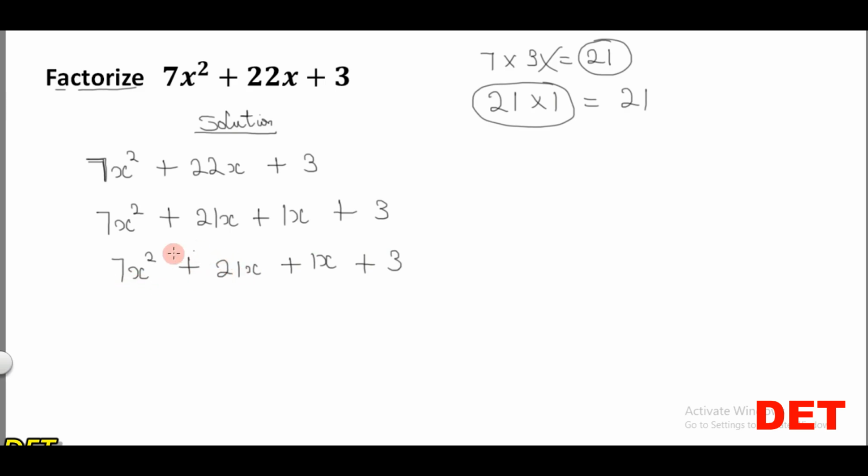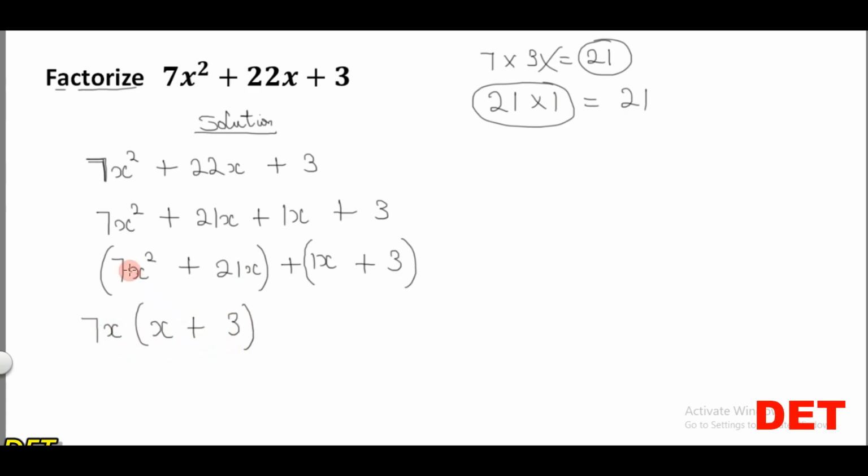The next thing I will do is to group the equation into 2. I will open a bracket and close the bracket, and open another bracket and close it. With this, I've grouped my equation into 2. The next thing is to factorize. What is common between 7x squared and 21x? The common factor between these two terms is 7x. So I'll open the bracket. What will be left here is x plus 3.